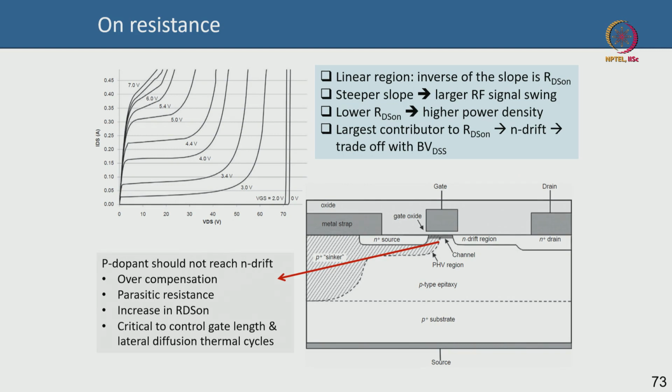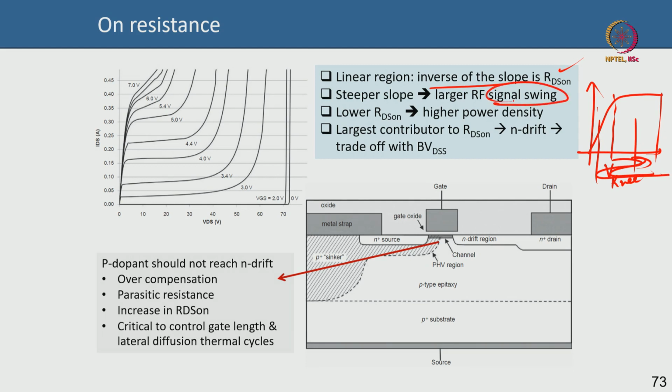Now on resistance, I already told you, is the inverse of the slope. I already told you that you want the on resistance to be as low as possible, because it affects the knee voltage. You see, if this is your ID-VD, this is your knee voltage, V knee. You want the knee voltage to be as low as possible, because that defines your output swing. If your knee voltage is here, then your swing can be more, correct. So your knee voltage defines the RF swing also. Your knee voltage should be as low as possible.